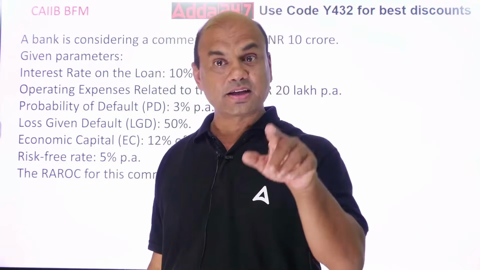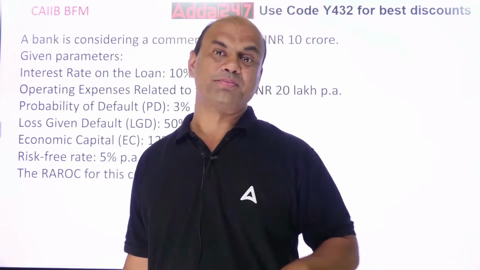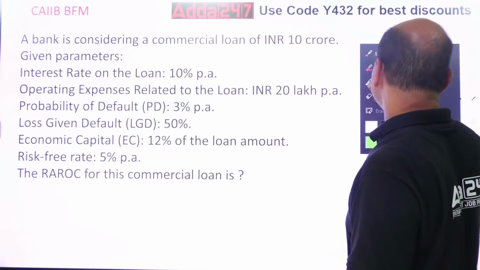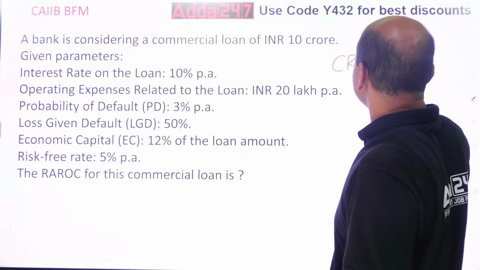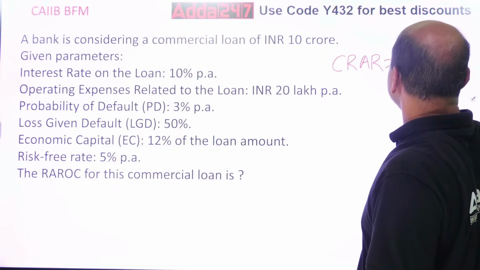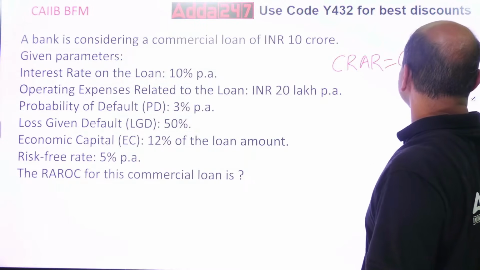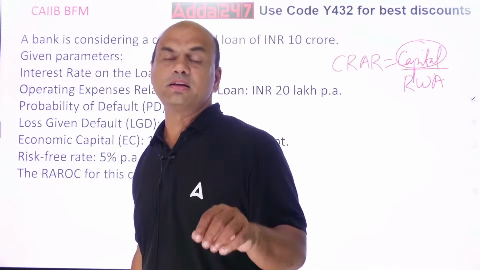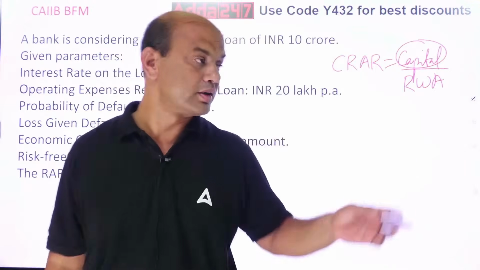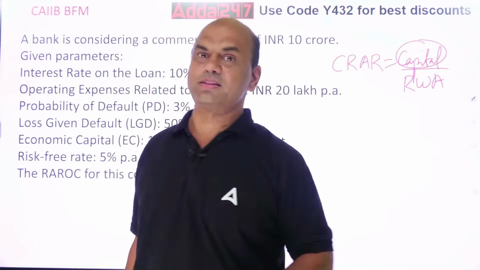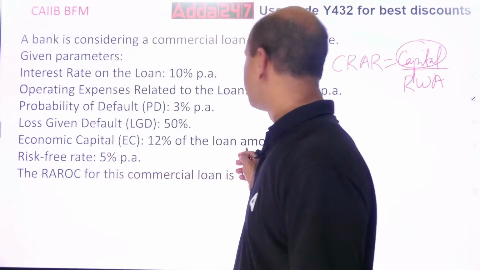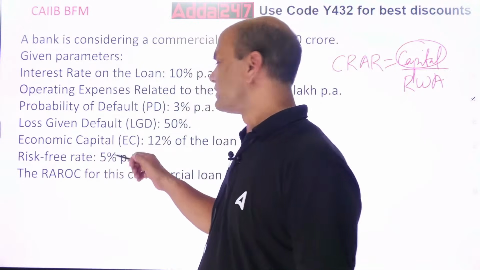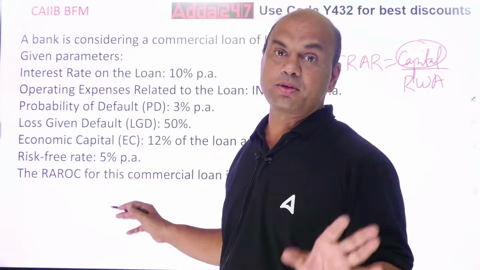This all comes under the CRAR formula, capital upon RWA. Whatever loans I am giving, see CRAR, you understand this? Many of you might know this, we have already done this. CRAR is equal to capital upon RWA. So this part of capital is known as economic capital. It is basically the capital required to take the risk to give the loans. So economic capital is given as 12%, basically given as CRAR. Risk-free rate is 5%. Risk-free means basically the FD rate is 5%.